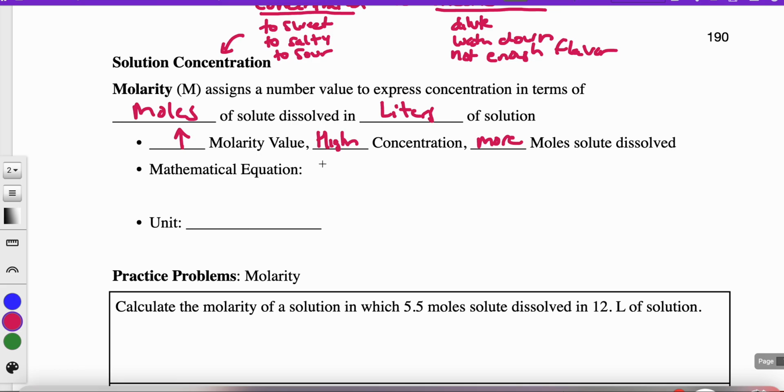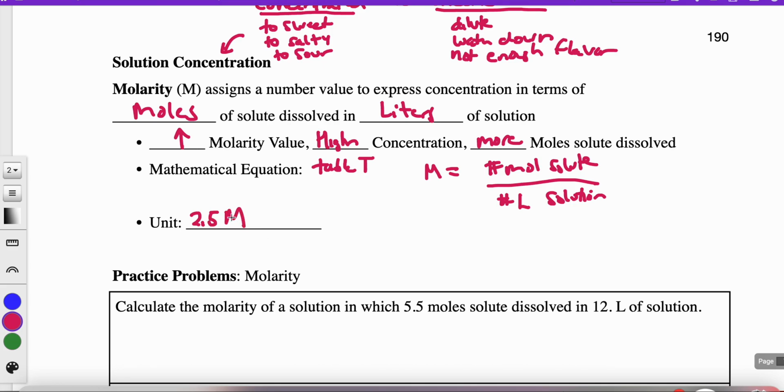The mathematical equation is listed on our Table T. You don't have to have it memorized. You just need to know how to use it. So molarity simply equals the number of moles of your solute divided by the number of liters of the solution made. The unit that you'll actually see, I'm going to write an example, 2.5 molarity. A capital M in our class stands for molarity, the concentration.